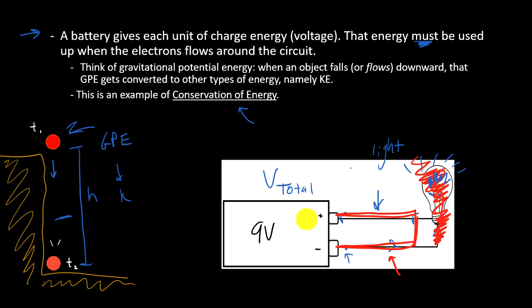Okay, those are the basics about how electrons are flowing through a circuit. Next, we'll be applying it to the different types of circuits.